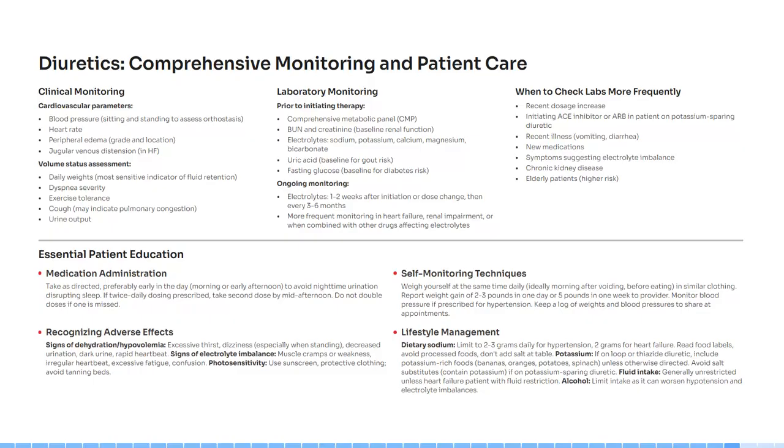If they have any muscle cramps or weakness, excessive fatigue or confusion, explain photosensitivity to them, tell them to use sunscreen, protective clothing, avoid tanning beds. They need to be checking their blood pressure, their heart rate. We're going to be monitoring for edema.